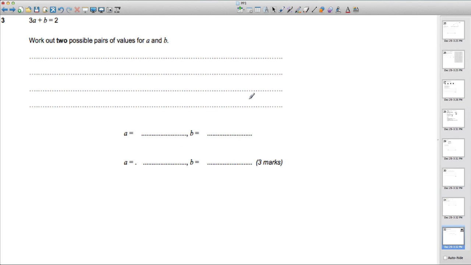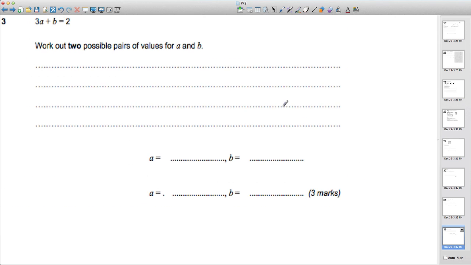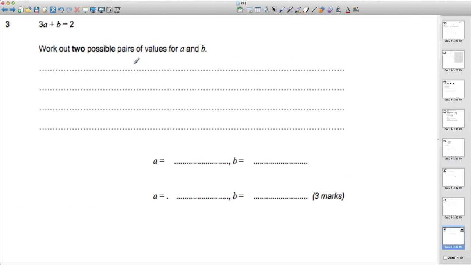Okay, next question. 3a plus b is equal to 2. Work out 2 possible pairs of values for a and b. Well, this really is quite simple. If you chose, let's say, a to be 1, then 3a would be 3. What would you need here to get 2? Well, b would have to be negative 1. So a could be 1 and b could be negative 1, for example.